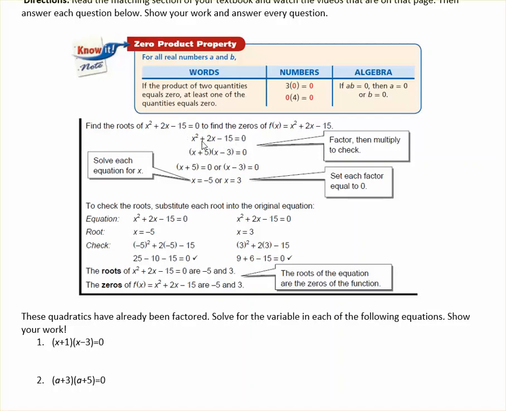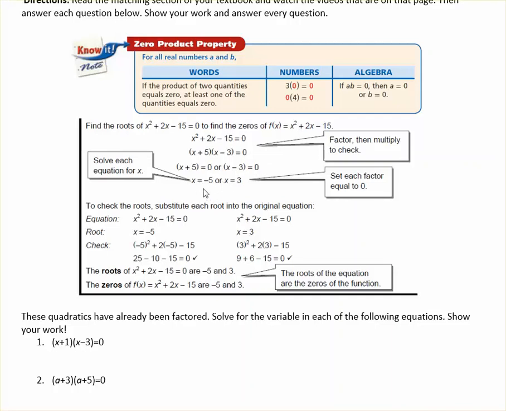Then we are going to factor the left side. And this one factors as x plus 5 times x minus 3. Then we're going to use the zero product property. That says that if we know the answer is 0, then either this is 0 or this is 0. So we write two separate little equations, and then we solve each equation. Like for this one, we would subtract 5 from both sides, and we get x is equal to negative 5. On this one, we would add 3 to both sides, and we get x equals 3.